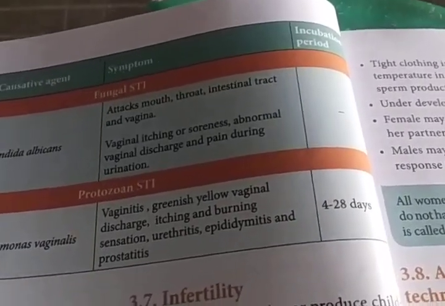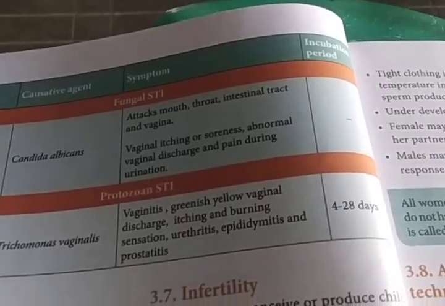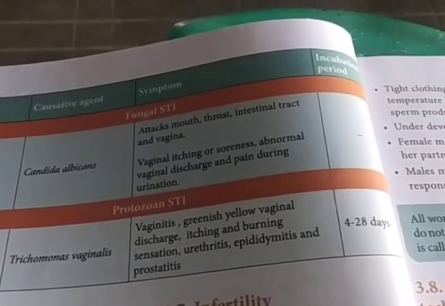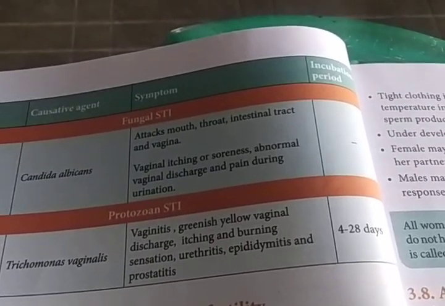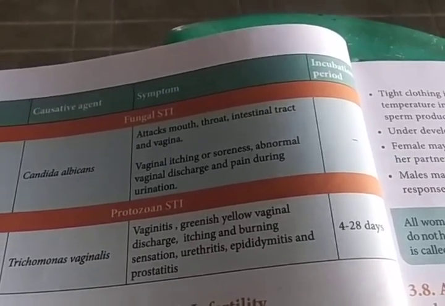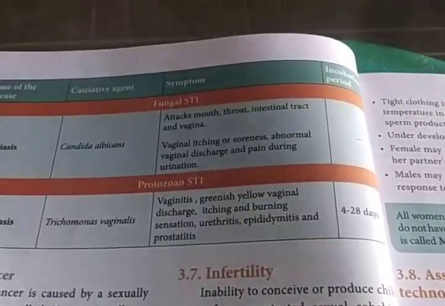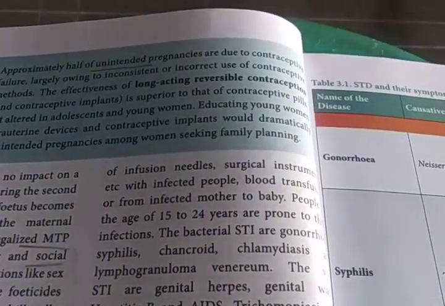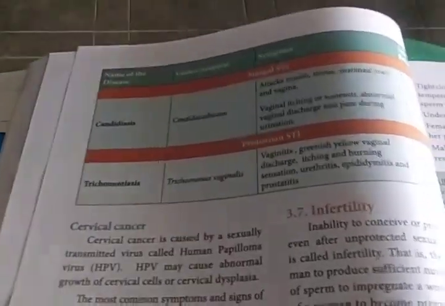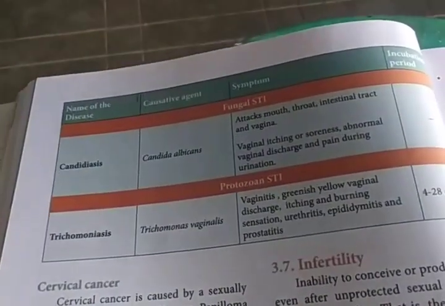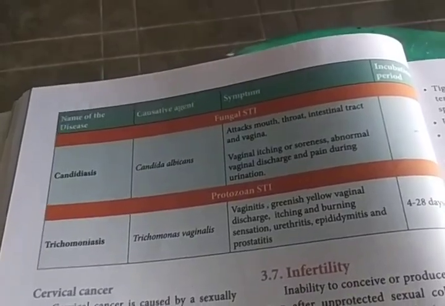Can you understand? So bacteria, viruses, fungi and protozoa cause sexually transmitted infections. These diseases can spread through sexual contact, blood transfusion, infusion needles, or other things we have used, mainly surgical instruments. The disease can spread from one person to another. Did all of you understand the name of the disease, causative agent, symptoms and incubation period?